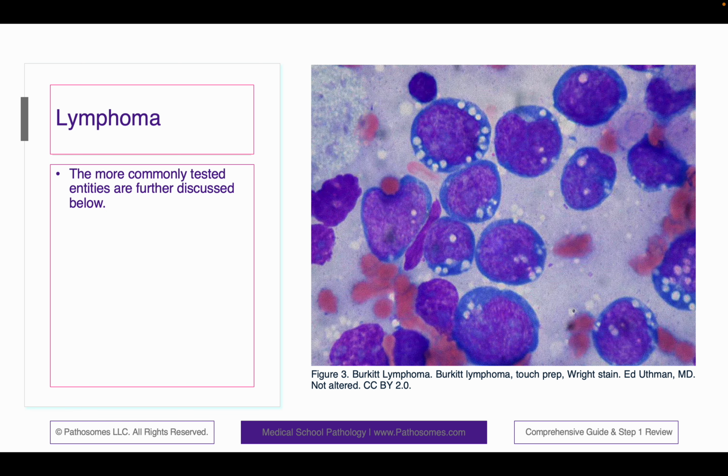In regards to lymphoma, we're going to be discussing some of the more commonly tested entities, okay? I'm going to make sure you know everything that you need to know.